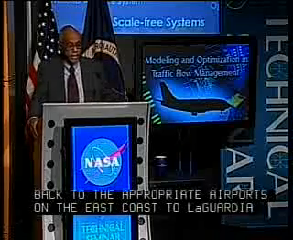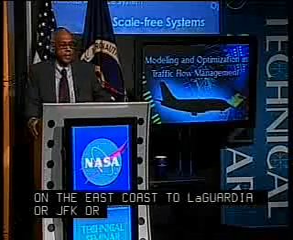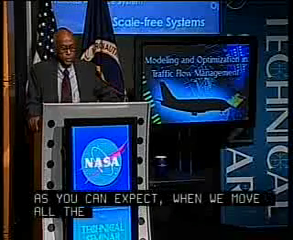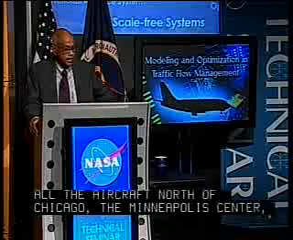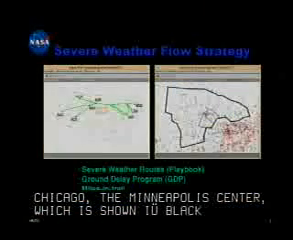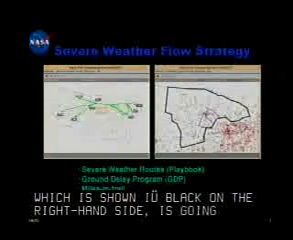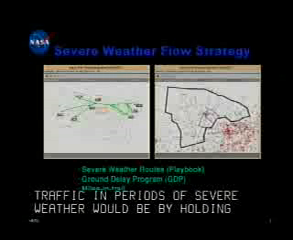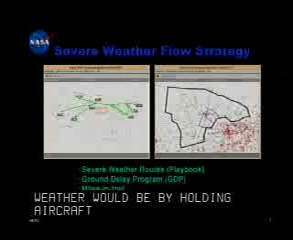Now, as you can expect, when we move all the aircraft north of Chicago, the Minneapolis center, which is shown in black on the right-hand side, is going to feel the burden of a lot of extra traffic, causing congestion. And another way we try to control traffic in periods of severe weather would be by holding aircraft at the departure airports. And this is called the ground delay program.